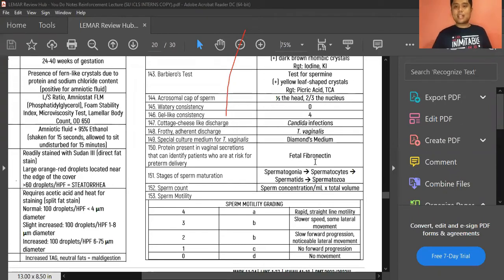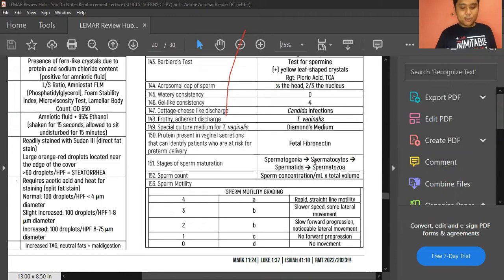Take note, clue cells and the whiff test are for Gardnerella vaginalis. Now, stages of sperm maturation: spermatogonia first, then primary and secondary spermatocytes, followed by spermatid, and finally the spermatozoa or spermatozoon.